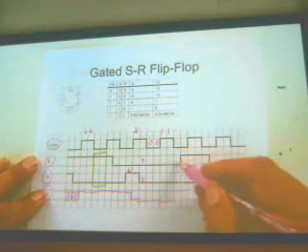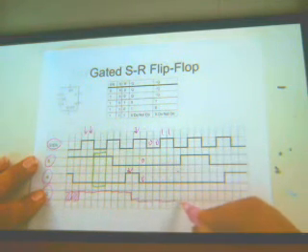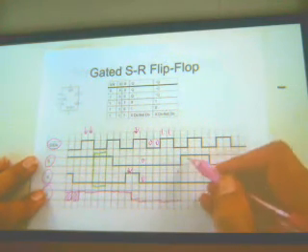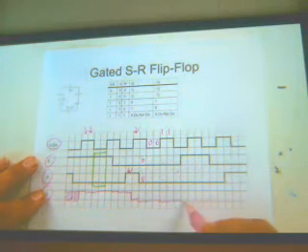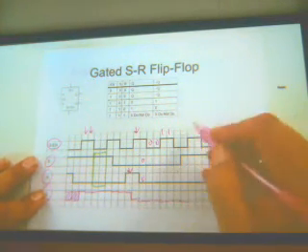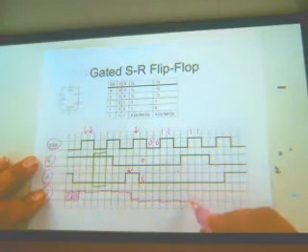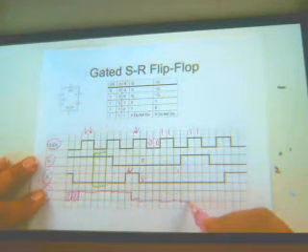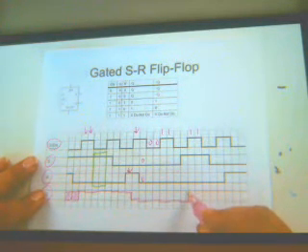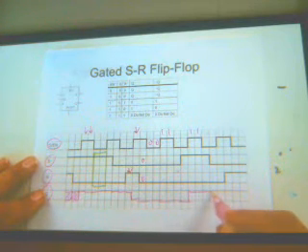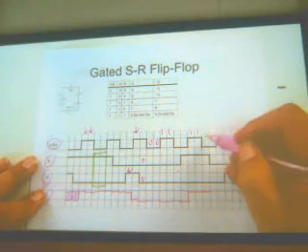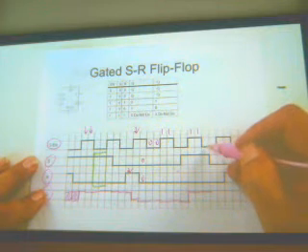Enable goes to 0, but these stay at 0 for one more. Now set goes to 1, but are we allowed to make a change? No. Now we're enabled again. Set is at 1, so now are we allowed to make that change? And that goes for what? Goes here, right? Because once enable goes back to 0, there are no changes, correct?